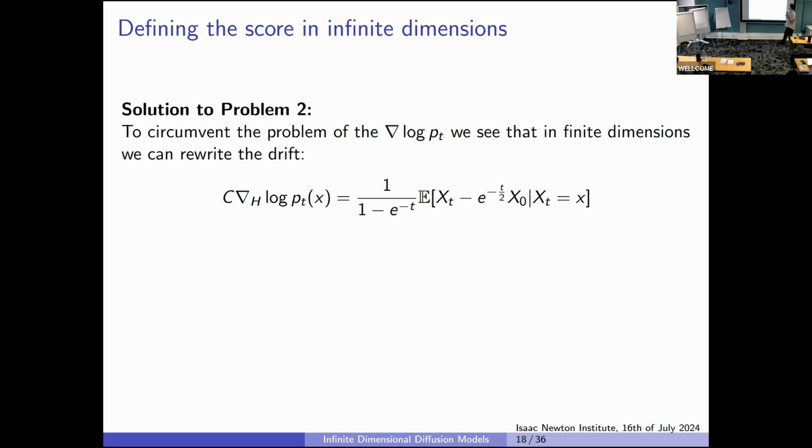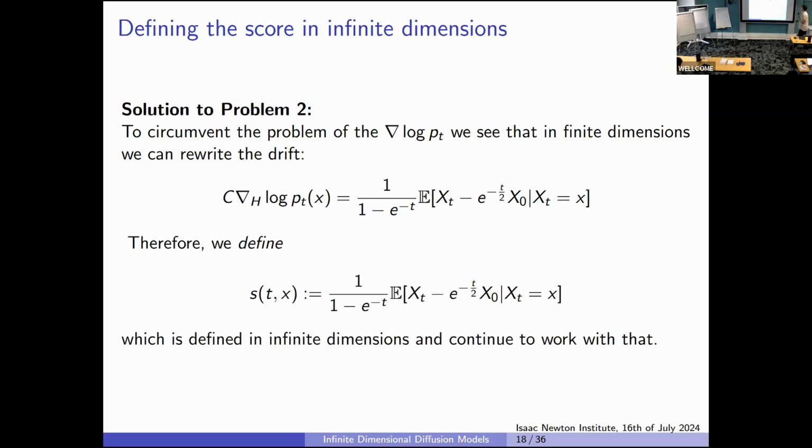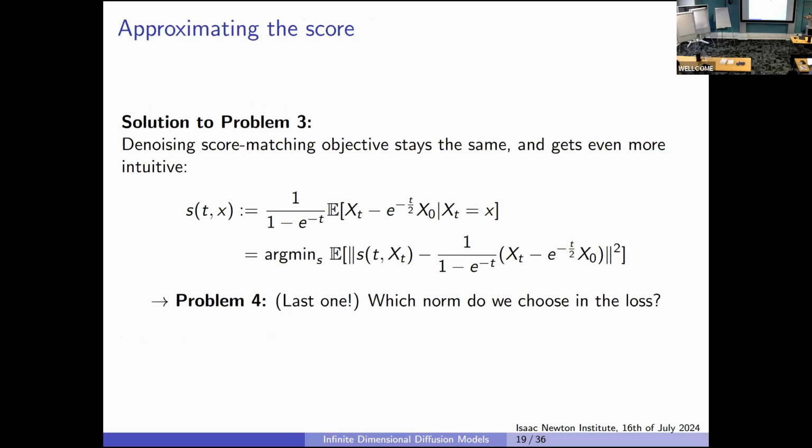Maybe with a minus there. And this thing here carries over to infinite dimensions. So we can define the conditional expectation also in infinite dimensions. And this is what we do. So we just define S, the drift of our reverse SDE, as this conditional expectation in this simple case. And then we will try to work with this and see if we can still prove that the reverse SDE actually satisfies an SDE with this drift in a way that I will make precise soon.